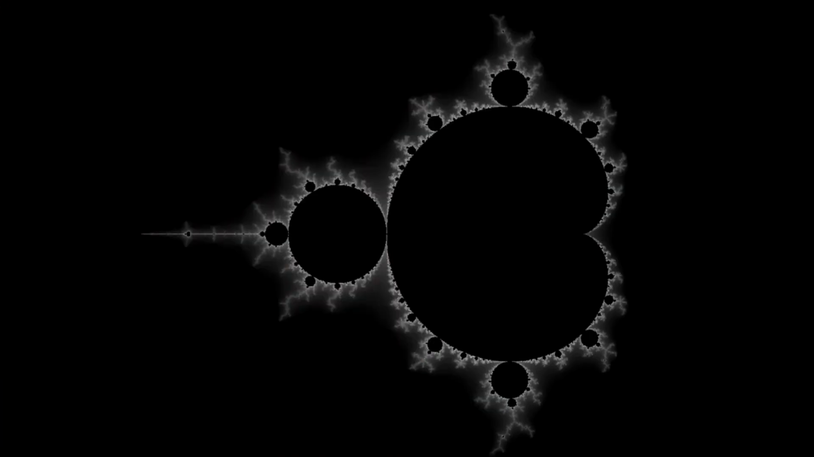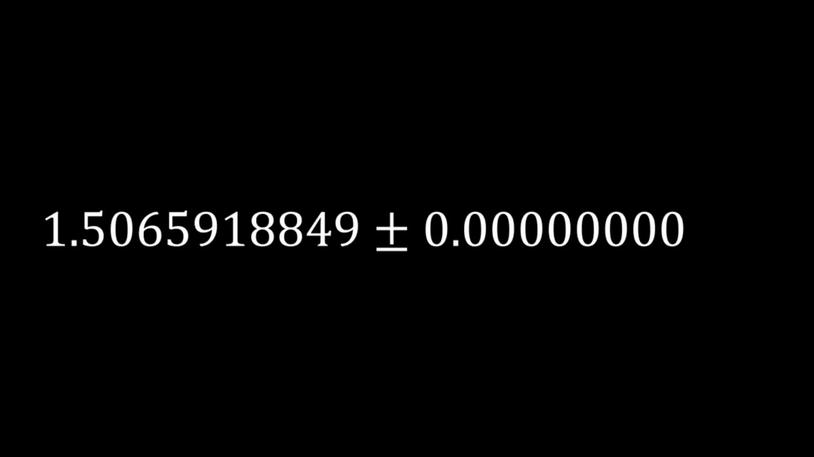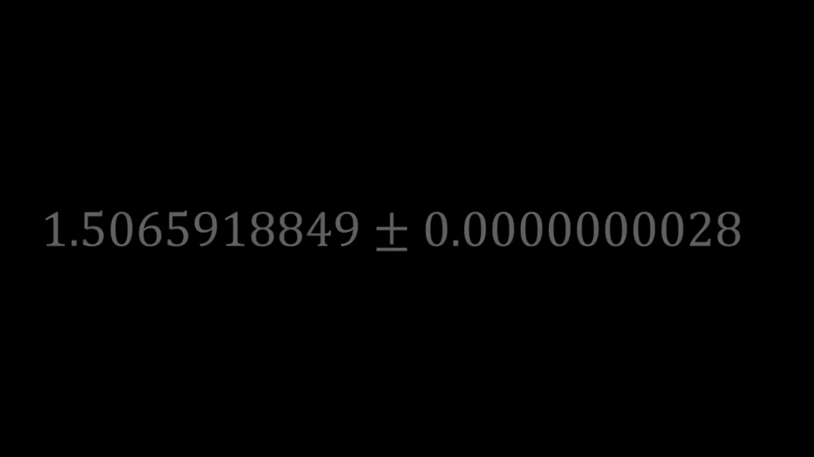Now, some extra bits of information. The area of the Mandelbrot set is currently unknown, but is estimated to be about 1.506591884 square units plus 0.0000000028, give or take. But its perimeter is infinite.